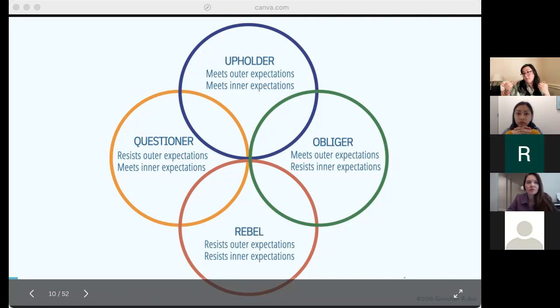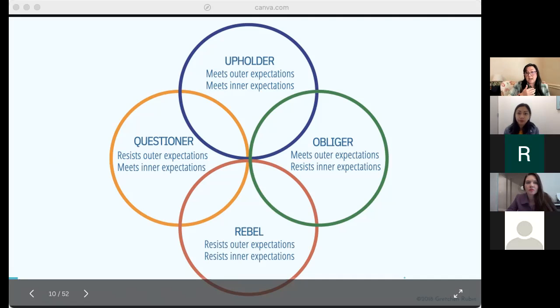Whereas if I don't feel that, then I might have a lot of trouble, whether the accountability comes internally or externally. A questioner is a person who might resist those outer expectations. So a questioner might never join an exercise group, but makes that personal decision that I want to meet this expectation. So I'm going to do this.